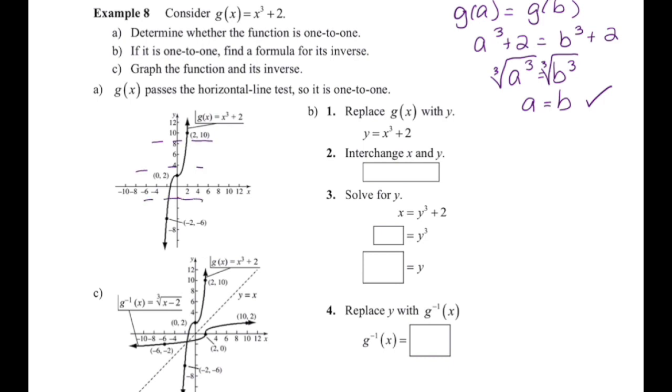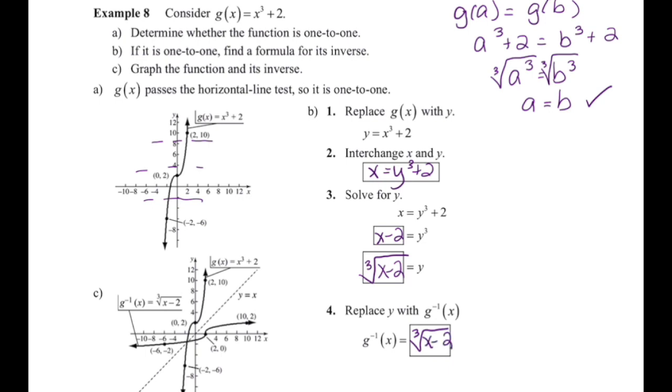We'll interchange our x and our y values. So x is equal to y cubed plus 2, and then solve for y. Subtracting 2, I have x minus 2 is y cubed, and then taking the cube root, I have the cube root of x minus 2. The inverse g function then is the cube root of x minus 2.